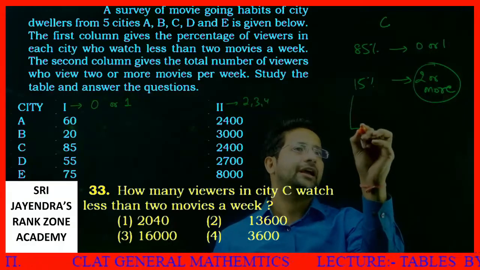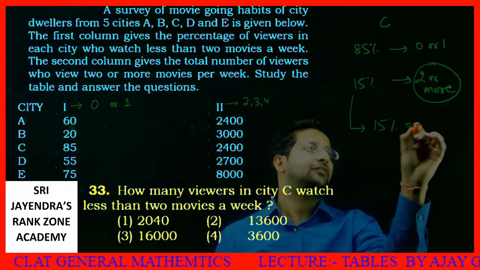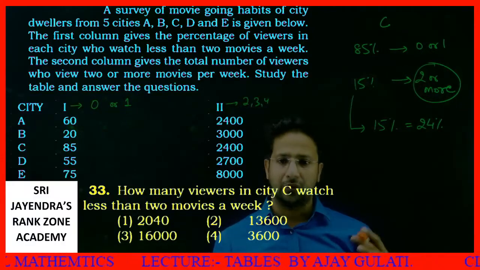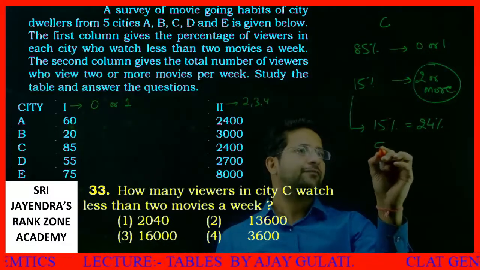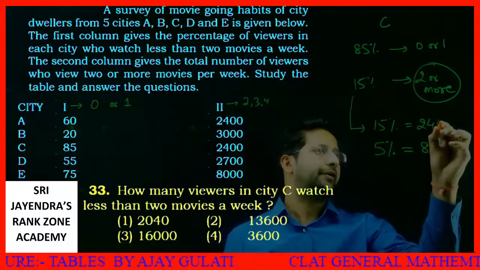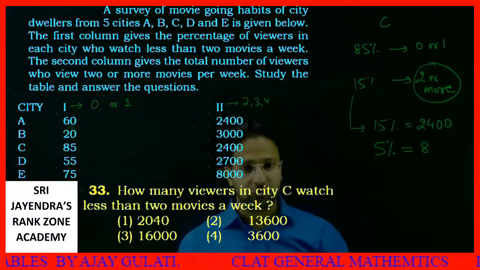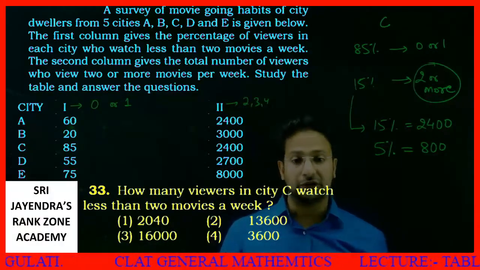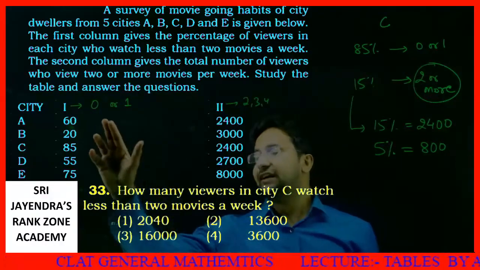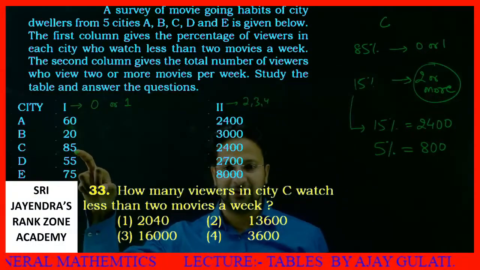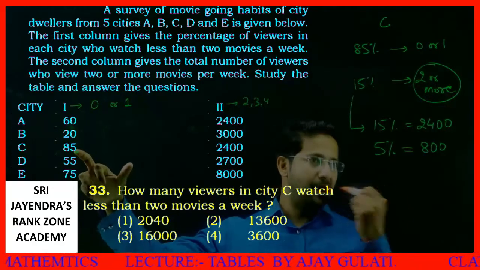So from here I get 15% is equal to 2400. So 5% corresponds to 800. We are asked who watch less than 2 movies a week. In city C, less than 2 movies a week is this 85.